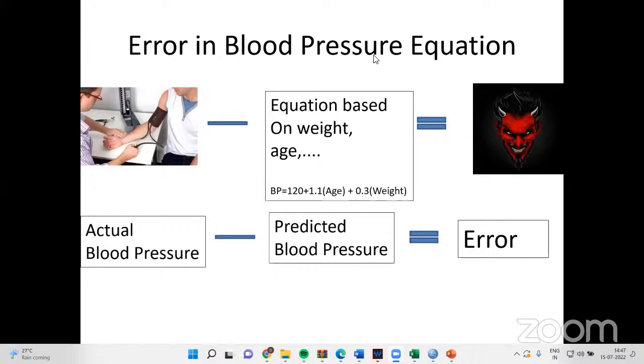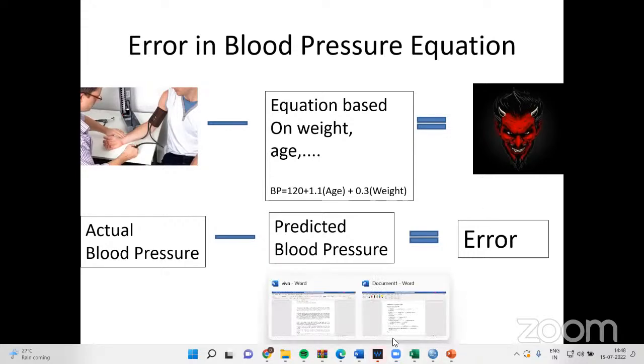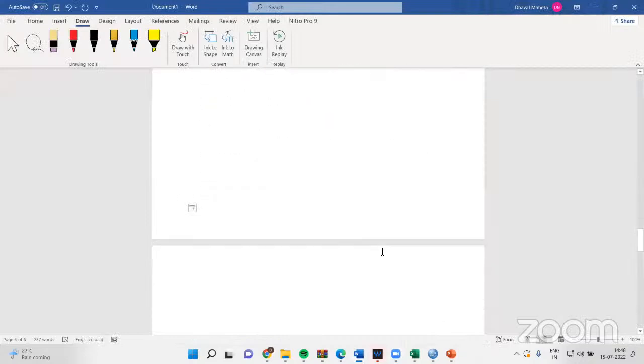So I will write down the error. Now I invite the next participant, Antripa Bora. Are you there, Antripa Bora? Again, his blood pressure will be measured, the equation will be fed, and the error will be calculated. So we will get an error every time. Now we have understood one thing: I cannot avoid the error, right?